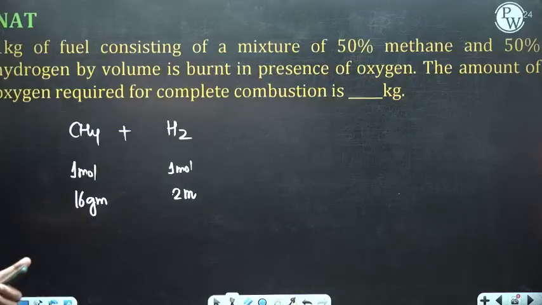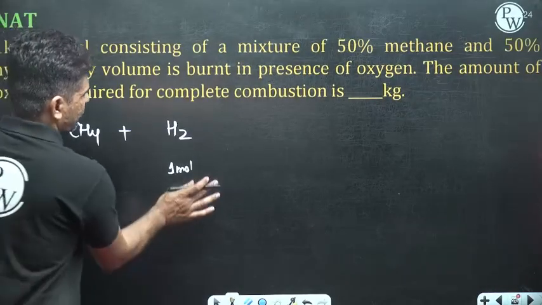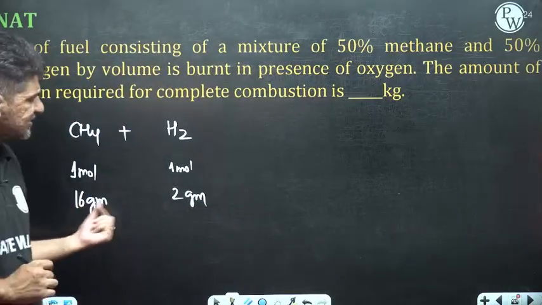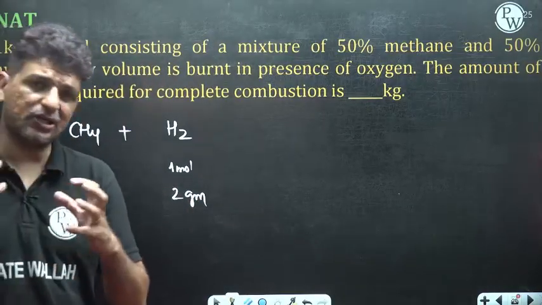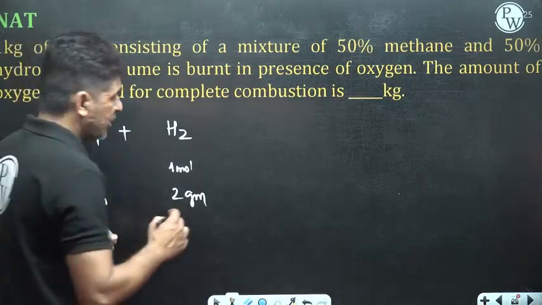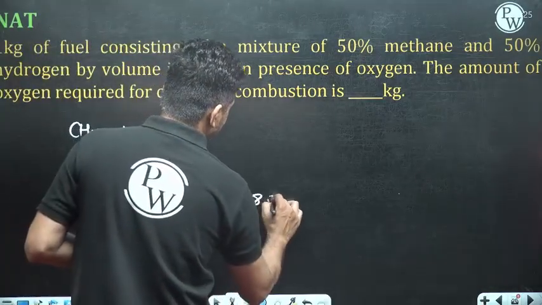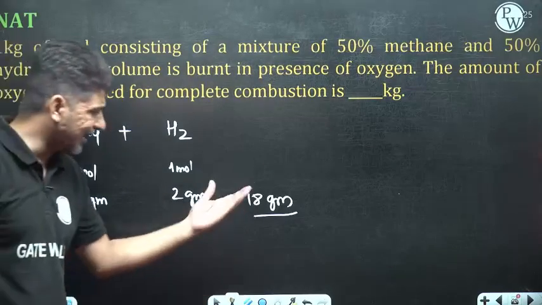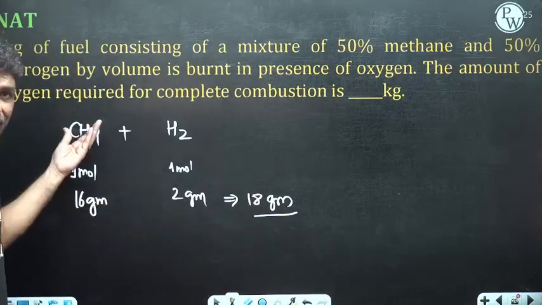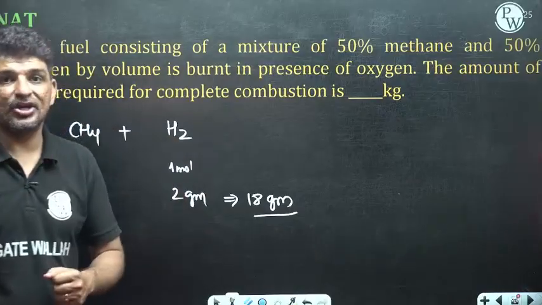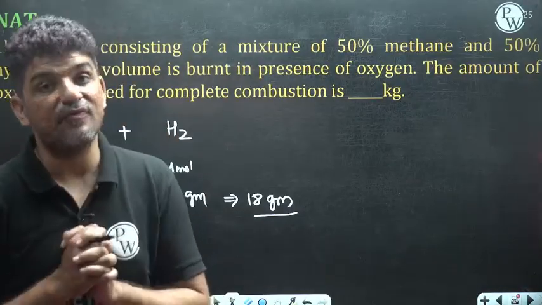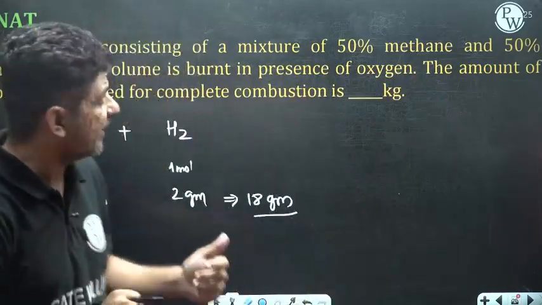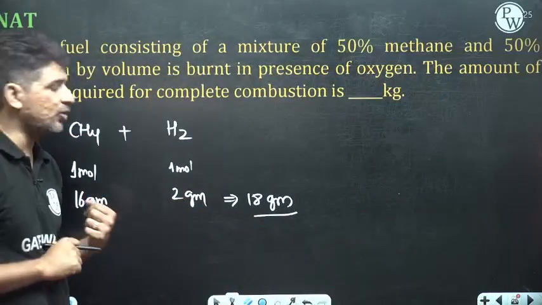So if this is 16 gram and this is 2 gram, what is the total weight of this 1 mole? You see that the total weight is 18 gram only. So in 18 gram, you have 16 gram of methane and 2 gram of hydrogen. If they are 50-50% by volume, their volume is 50-50%, but their mass is significantly different. This is 16 gram and this is 2 gram.